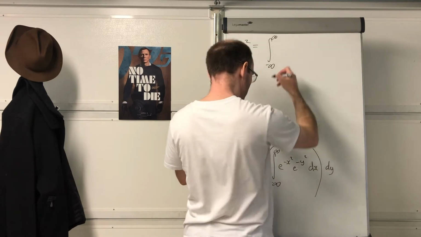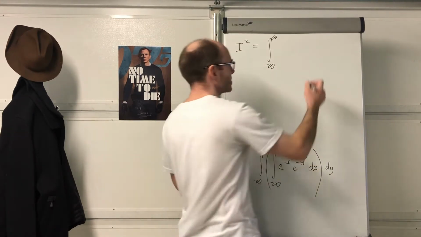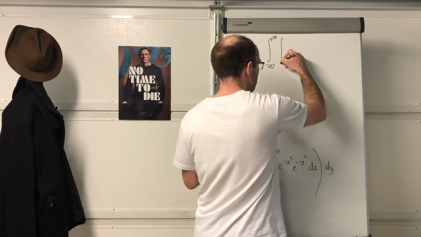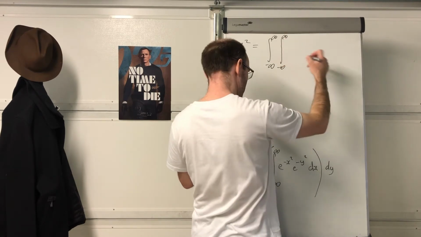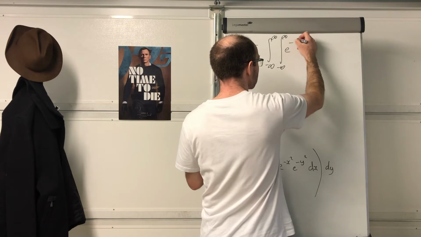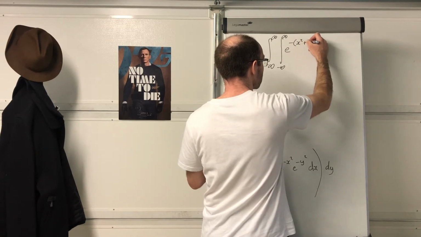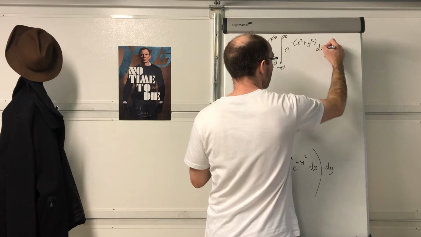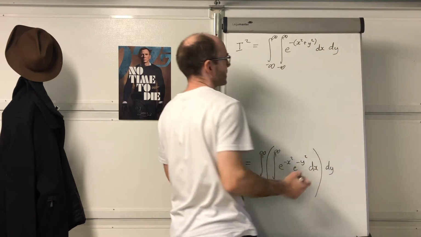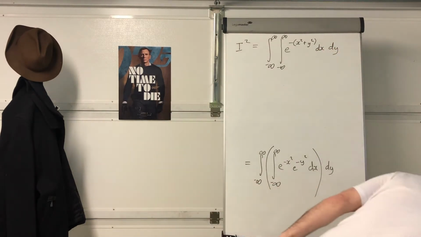And I don't need the brackets. Do you mind if I don't write brackets? Because you wouldn't normally write the brackets in, you see. Negative to positive infinity again, and e to the negative x squared plus y squared dx dy. Okay, I'm not going to rub this out now, okay?